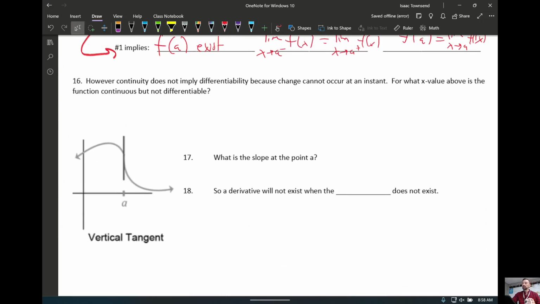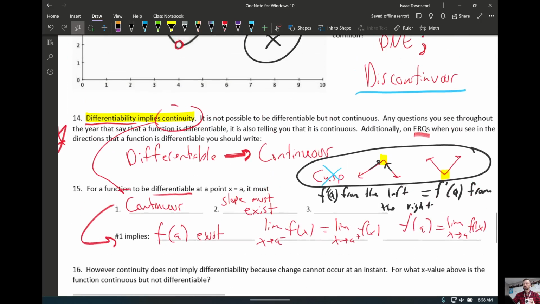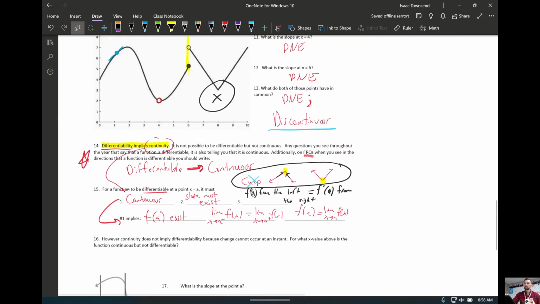Okay, and then, using this graph, now we can say differentiability implies that it's continuous, but just because something is continuous doesn't mean that it's differentiable. For what values of x above is the function continuous but not differentiable? That would have been x equals 8. It is continuous at x equals 8, but you couldn't take the derivative there. The 5-second explanation is there's a cusp. The real mathematical explanation is that at x equals 8, the slope or the derivative from the left is not the same as the derivative from the right.